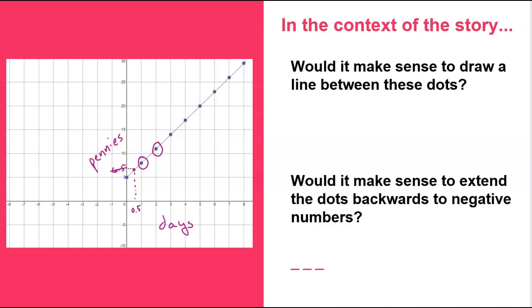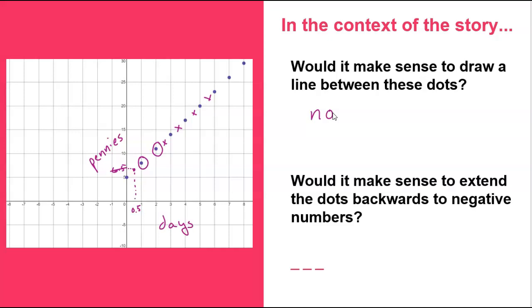So drawing a line here actually doesn't make sense. We would get rid of that line. That line doesn't make sense because all these points in between are not valid. These are not valid points in between. So the answer there is no, it doesn't make sense to draw a line between these dots.